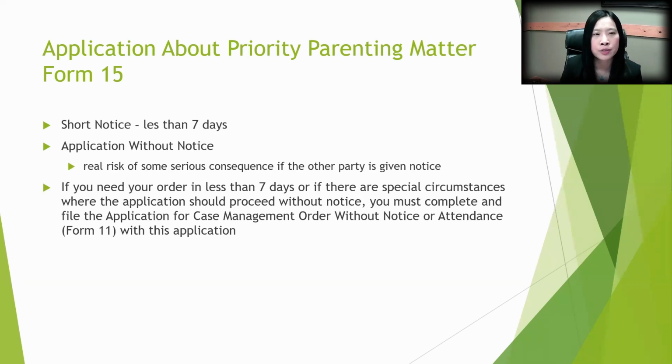Okay, so back to priority parenting matters. You can make these sometimes with either short notice or no notice at all, if there's some real risk of serious consequences if the other party is given notice. An example would be a flight risk. The other side has threatened to leave the jurisdiction with your kids. And obviously, if you told them about it, they won't wait to leave. They leave now. So where there's a real risk of some type of serious consequence if the other party is given notice, this is where you might want to do the without notice option for a priority parenting matter. Here, though, if you want to do it without notice, you must also complete Form 11, where you seek the case management order without notice.